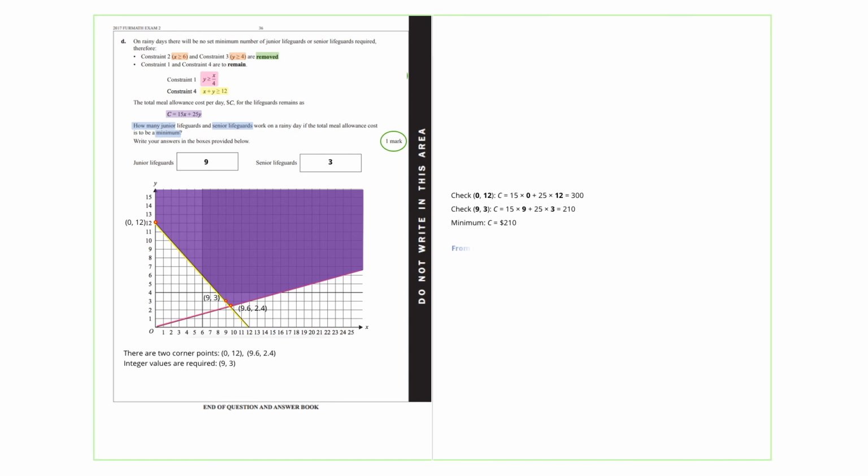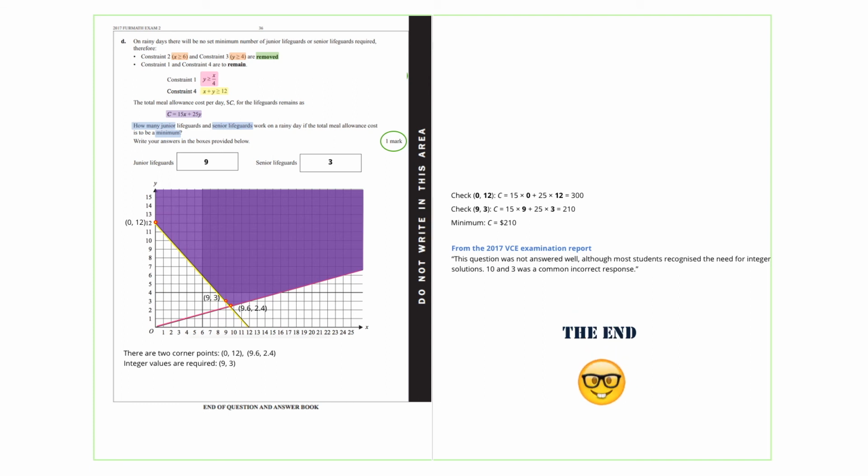From the 2017 VCAA examination report, this question was not answered well, although most students recognized the need for integer solutions. 10 and 3 was a common incorrect response. And here is the end of the solutions to the 2017 VCAA Further Mathematics Written Examination 2.